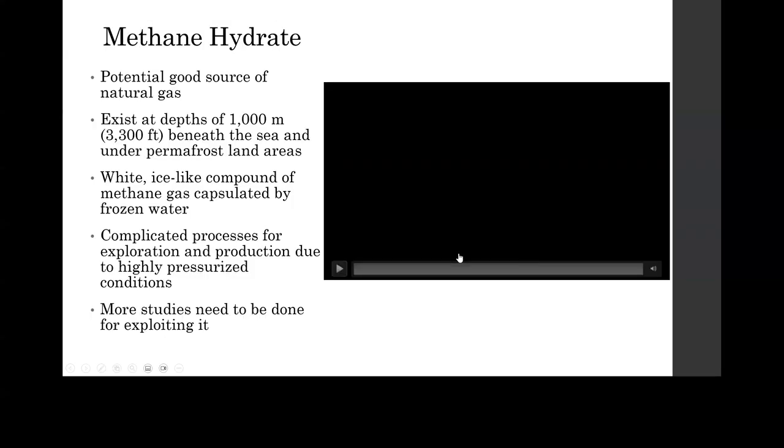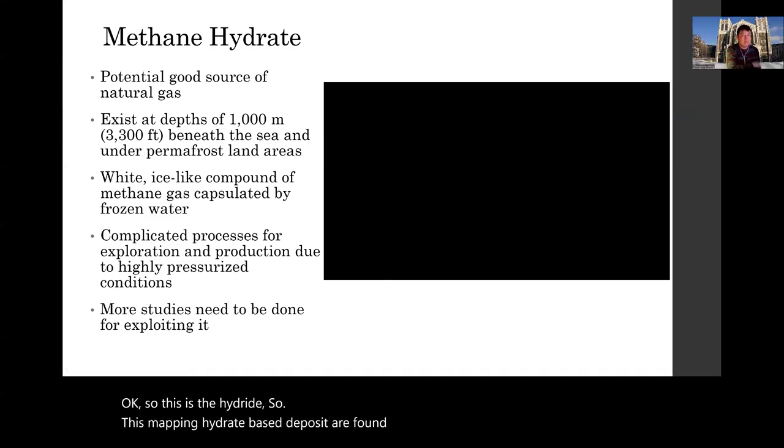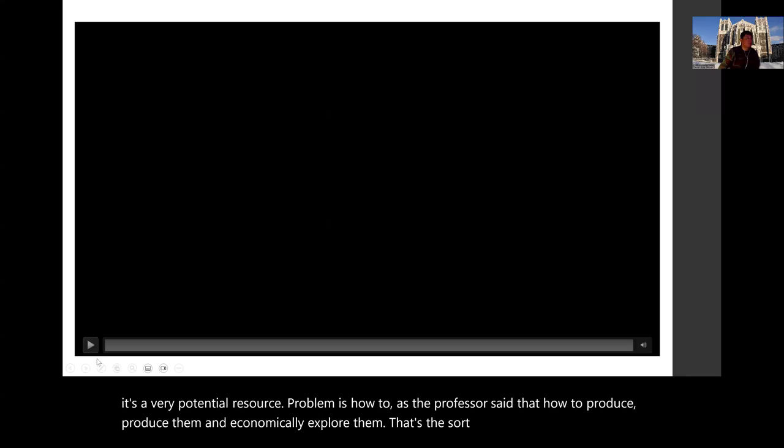Okay, so this is the hydrate. These methane hydrate deposits are found throughout both the Pacific and Atlantic Ocean, and it's a very potential resource. The problem is, as the professor said, how to produce them and economically extract them. That's the key. So here's another video I just want to show you.